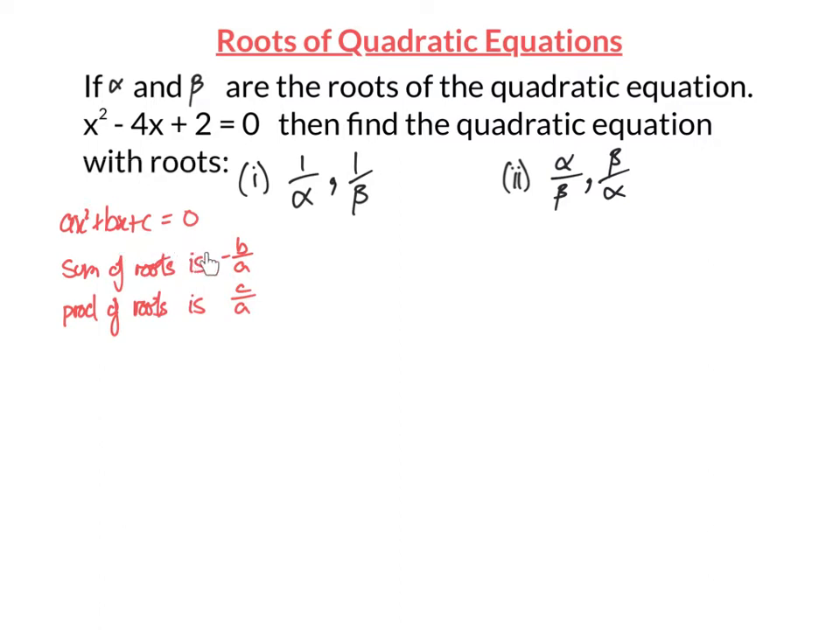Okay, so as we said, we know that the sum of the roots of a quadratic equation ax squared plus bx plus c is minus b over a, and the product of the roots is c over a. And we see here that the value of a is 1, the value of b here is negative 4, and the value of c is 2.